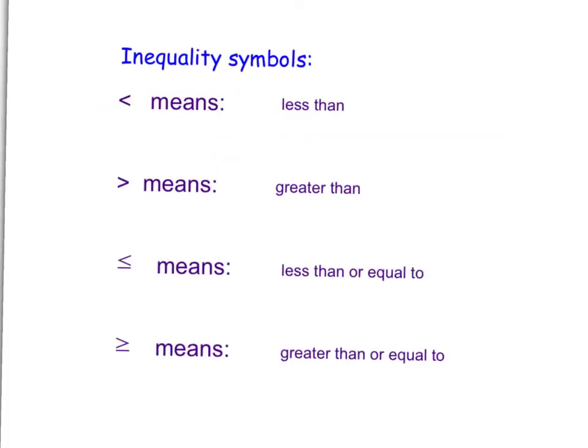You know that an equation contains an equal sign. That's what makes it an equation. An inequality has a less than, a greater than, a less than or equal to, or a greater than or equal to. It includes an inequality symbol, and that's what makes it an inequality.